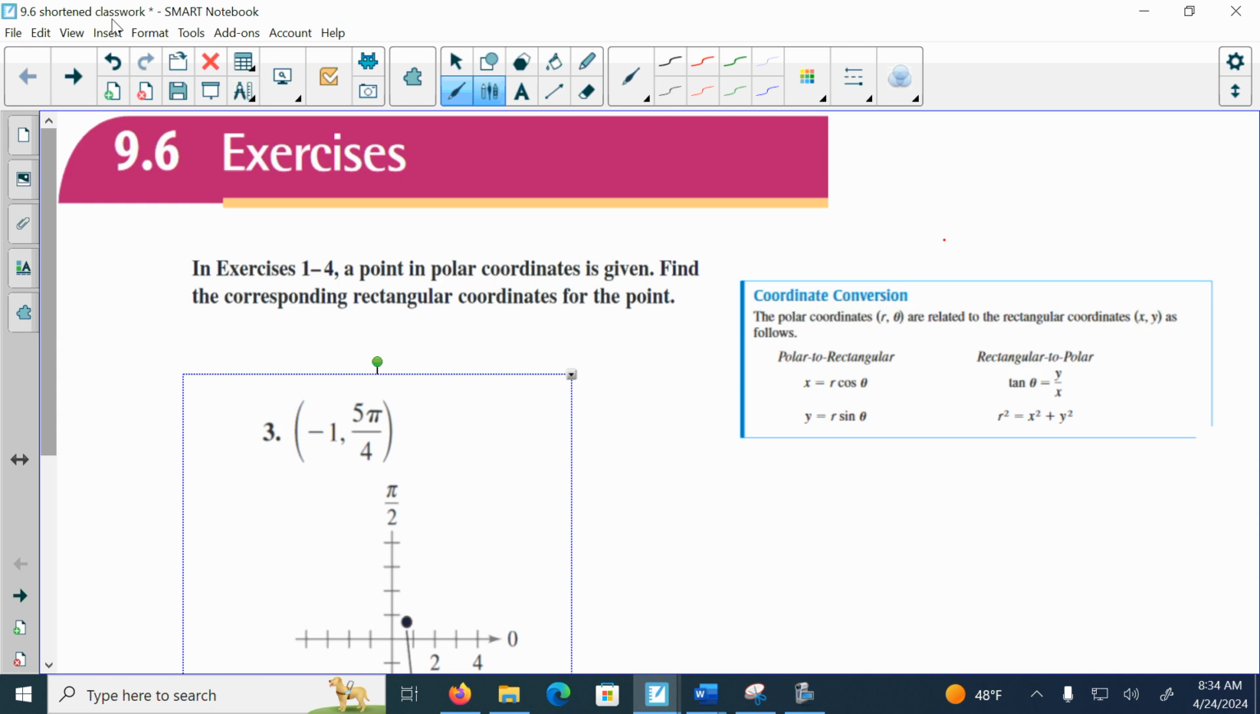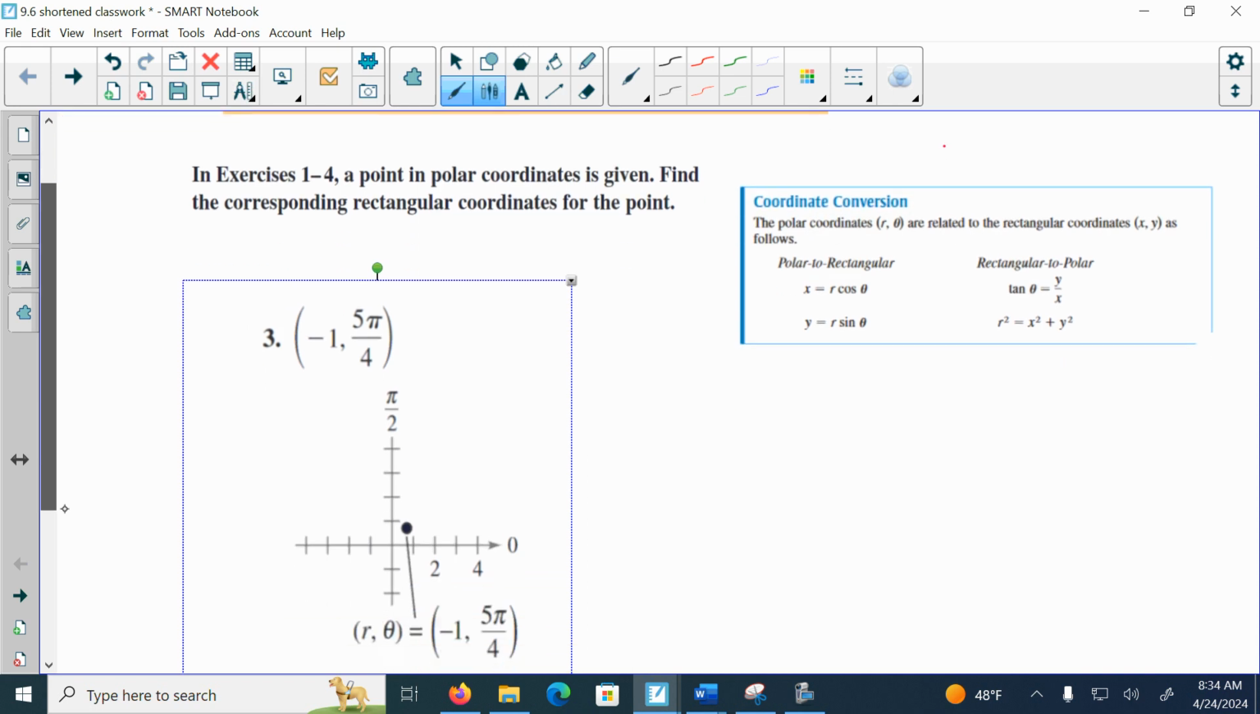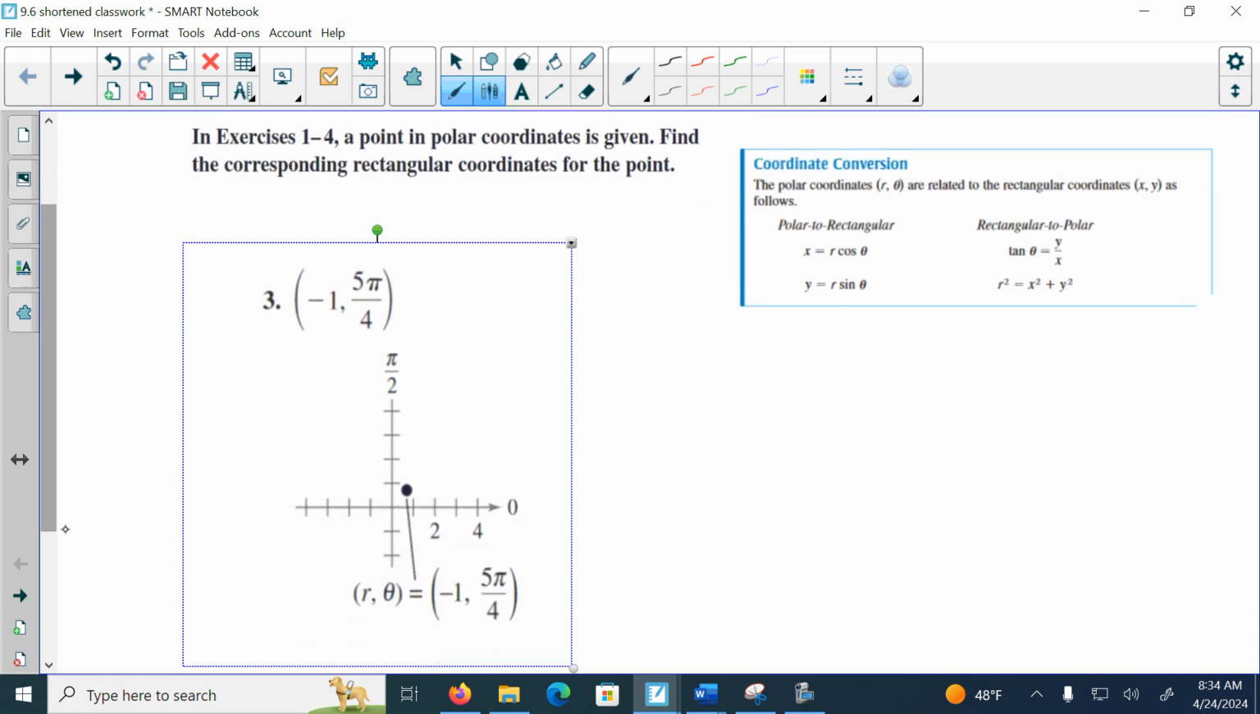So we're going to start with number 3. This one is a shortened version, so pay attention to the numbers that we're doing because they're slightly different than what might be on your note sheets. Open, updated those. All right, so the first one, it says in exercises 1 through 4, a point in polar coordinates is given. Find the corresponding rectangular coordinates for that point.